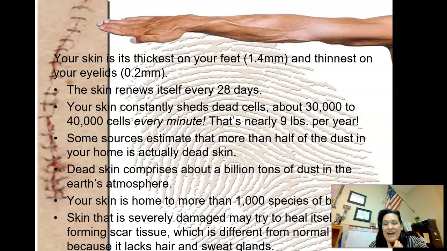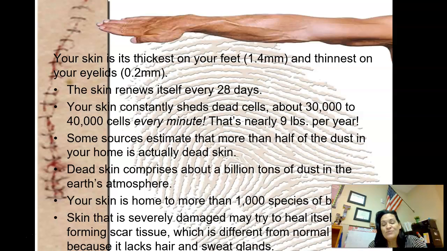That's nearly 9 pounds a year. So it is sloughing that off, but you're not losing 9 pounds because of your skin, because your skin regenerates and fills back in, right? Some sources estimate that more than half of the dust in your home is actually dead skin cells. Dead skin comprises about 1 billion tons of dust in the Earth's atmosphere.